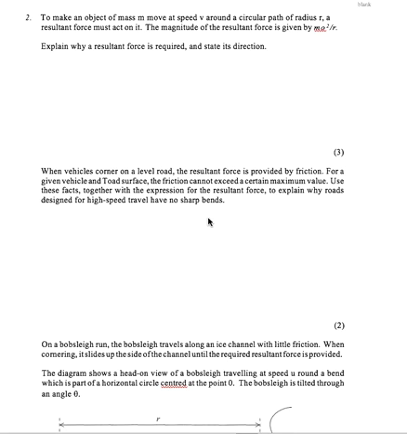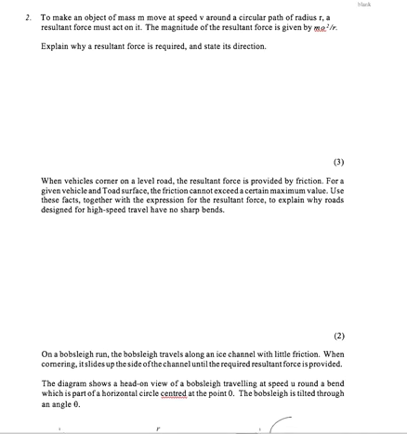Here is the solution to the bobsleigh question then. So our first question, first part of the question says, explain why a resultant force is required when this object of mass m is moving with speed v around a circular path of radius r. It has that magnitude of resultant force. Why must there be one?